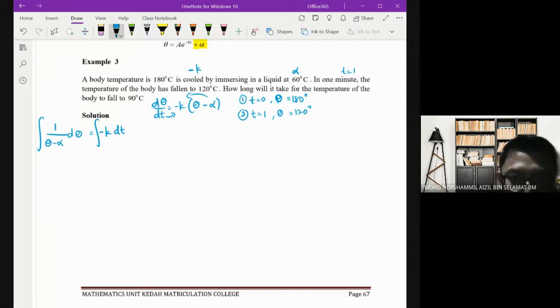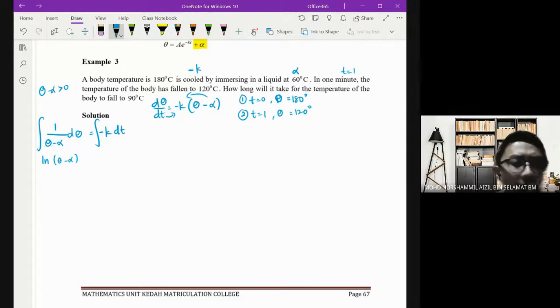So add on integral symbol. Okay, please be alert. Alpha and k is a constant. It can be anywhere. Okay, left hand side you integrate, you get ln theta minus alpha. Theta minus alpha always will be positive.